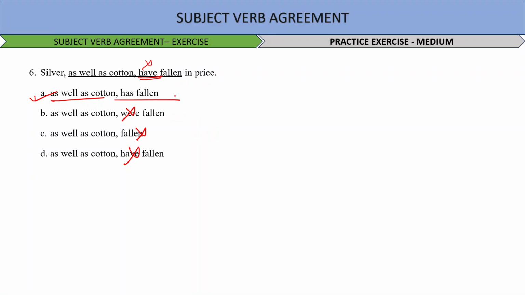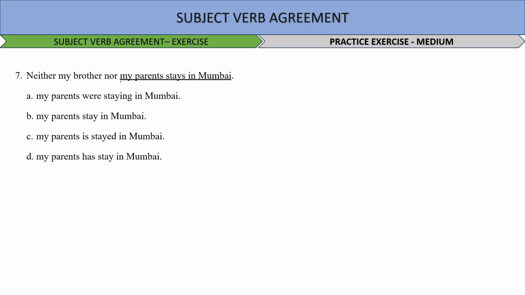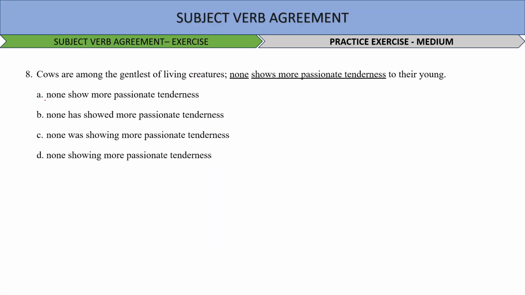Next sentence. Neither my brother nor my parents stays in Mumbai. The options are: neither my brother nor my parents were staying in Mumbai, stay in Mumbai, is stayed in Mumbai, or has stayed in Mumbai. You see, when one of the subjects joined by nor is plural, right? This one is plural. Then the verb will also be plural. So the subject here is singular. So what will be the appropriate sentence here? In that case, the appropriate sentence would be my parents stay in Mumbai and not stays in Mumbai, right? This one is the correct option, alternative. Next question.